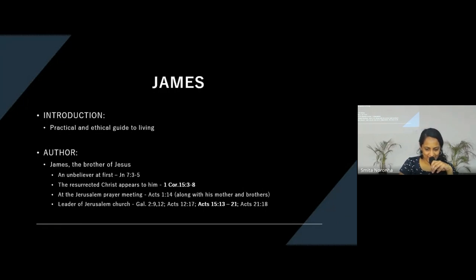Okay, so let's begin with the book of James. An introduction to the book: it is basically very practical. It's talking very much about how we live our faith practically. And I'm sure you've heard many, many sermons preached on the book of James, so you're familiar with the content of it. But as we look through the book, that is something to keep in mind.